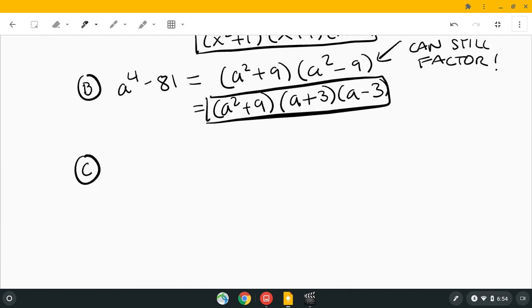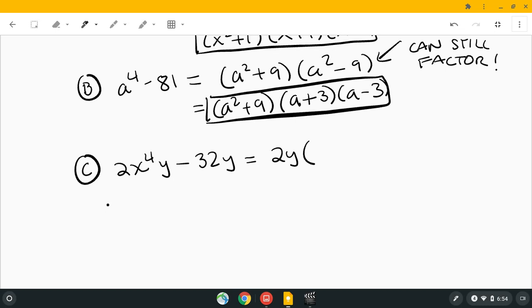And let's take a look at this one here. 2x to the 4th y minus 32y. Okay, so here, they actually have stuff in common. Starting with the numbers, they have 2 in common, and they also have y in common. So I'm going to go ahead and factor out a 2 and a y.